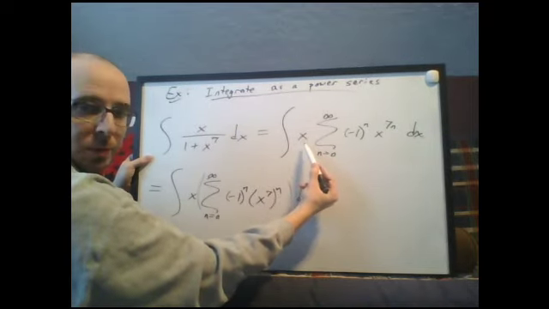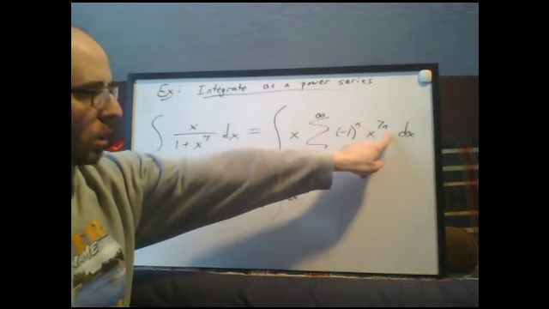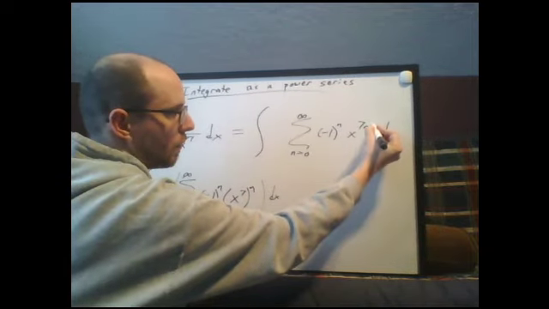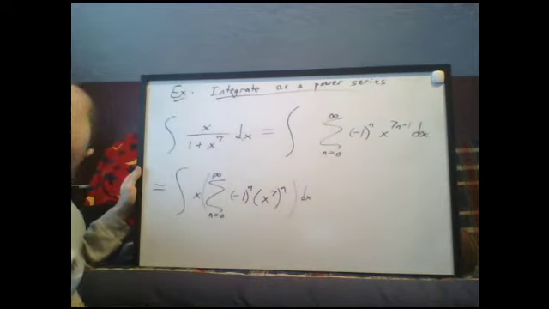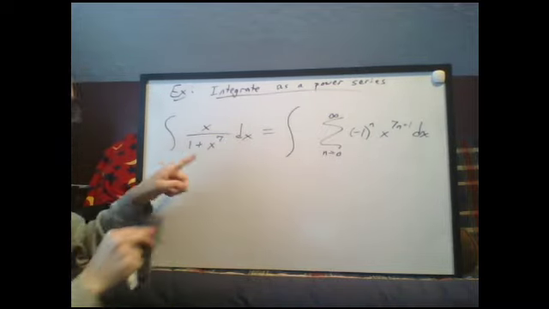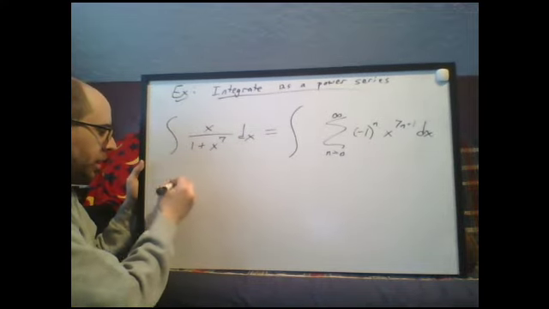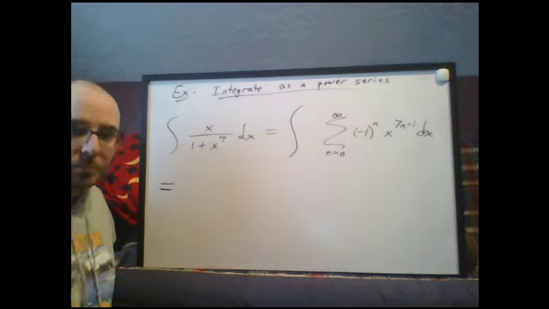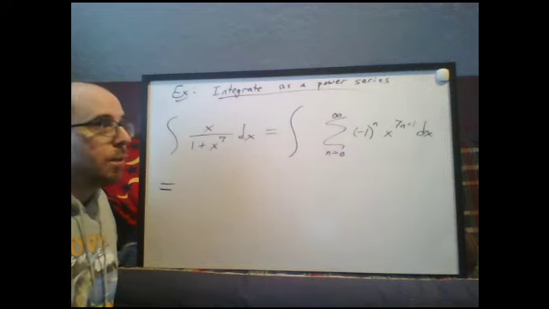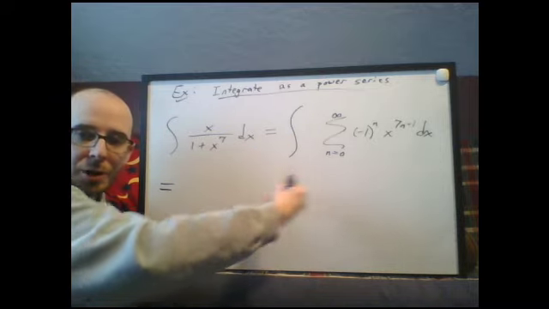Then I want to multiply this x into that power series. So that's just going to add 1 to my exponent on the x. And so there's my power series representation of the integrand. Now I'm ready to integrate. It looks intimidating before you get used to these, but that's actually a very easy integral. It's just a polynomial that goes on forever.